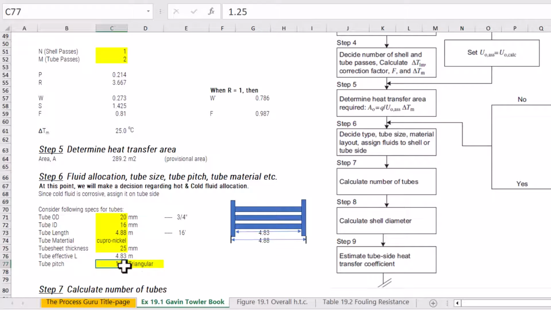So this effective length is coming to 4.83 meters. The tube pitch, we are taking a standard value of 1.25, and we can also make a decision regarding whether we want to go with a triangular pitch or square pitch.